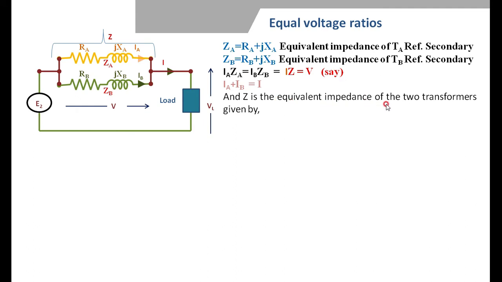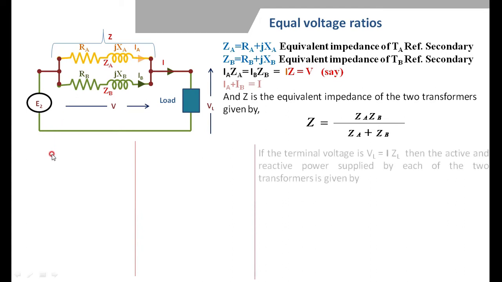Z is the equivalent impedance of the two transformers, given by ZA ZB divided by ZA plus ZB. That is, this whole parallel combination is replaced by Z, and the value of Z is ZA ZB divided by ZA plus ZB. Then we can apply the simple Ohm's law for this. What I am doing here is, if the terminal voltage is VL, the voltage across this is VL, and what is the VL?